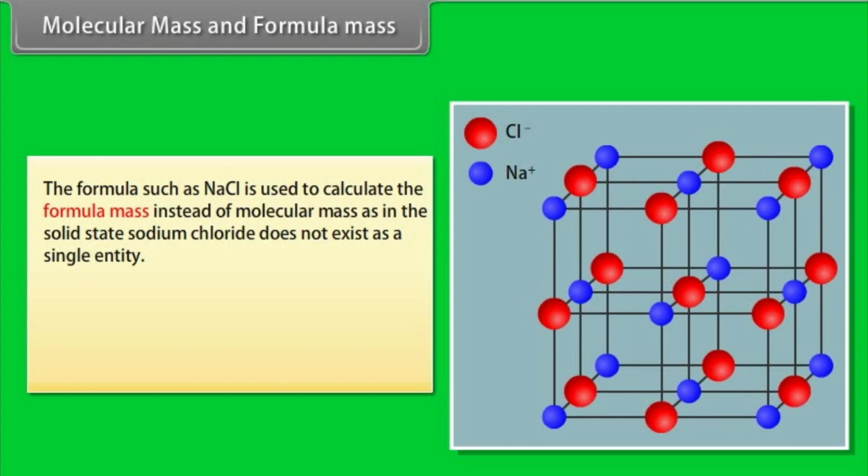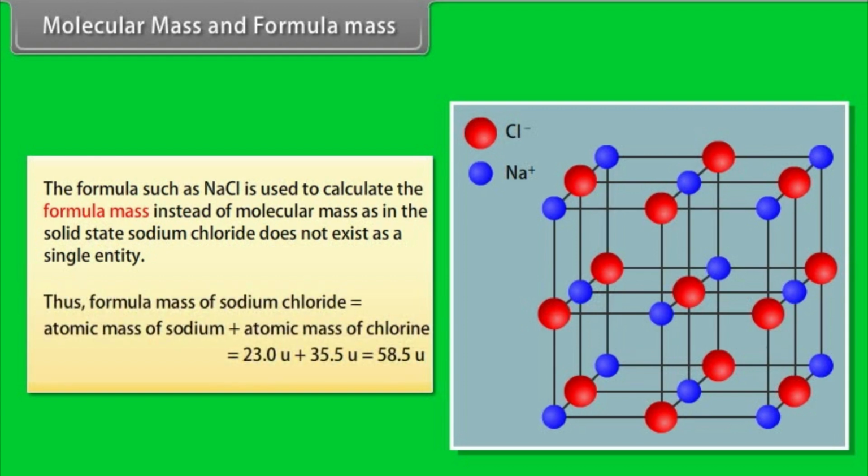A formula such as NaCl is used to calculate the formula mass instead of molecular mass, as in the solid state sodium chloride does not exist as a single entity. Thus, formula mass of sodium chloride is equal to atomic mass of sodium plus atomic mass of chlorine, which is equal to 23.0 u plus 35.5 u, which is equal to 58.5 u.